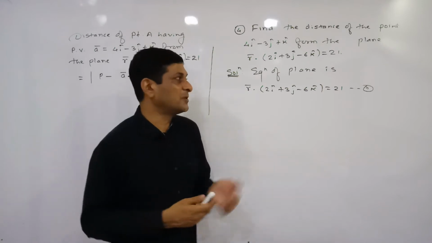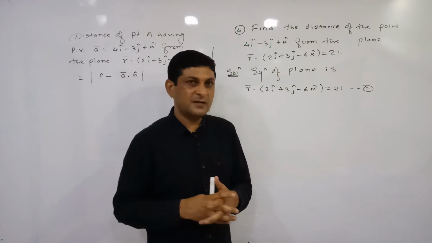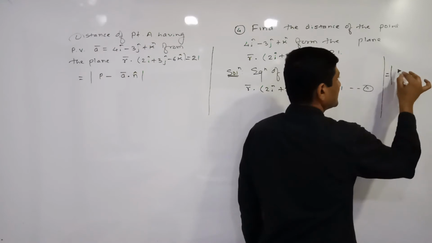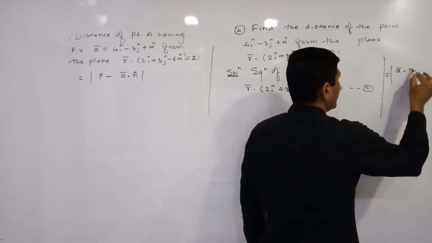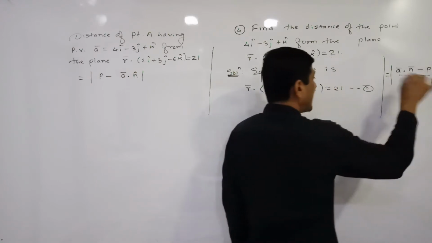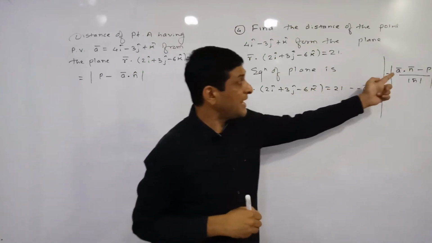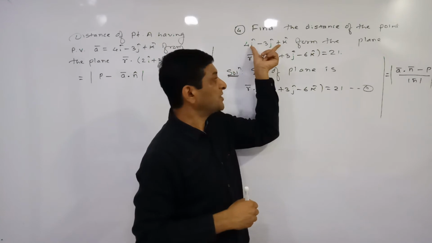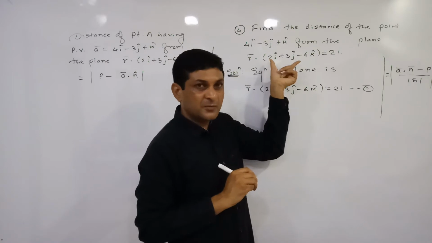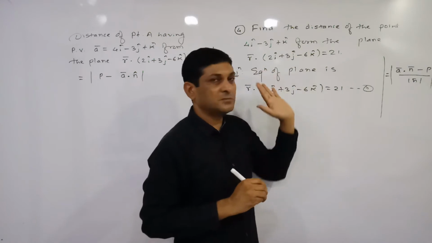So first let us try to convert this equation into normal form. Again, another formula is also there. To find out the distance of a point from the plane, the distance is equal to a bar dot n bar minus p divided by the magnitude of n bar. Applying this formula also we are able to find the distance of a point from the plane. Here a bar is nothing but the position vector of the given point. Here we will get the value of n bar from the equation of plane, and this is the value of p, and in the denominator we will require the magnitude of this n bar.